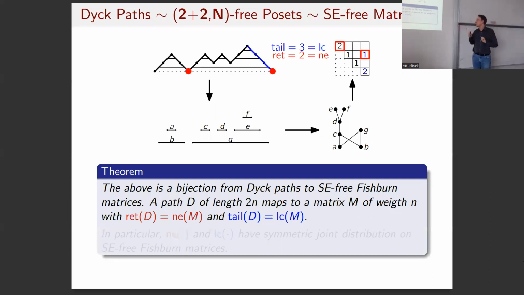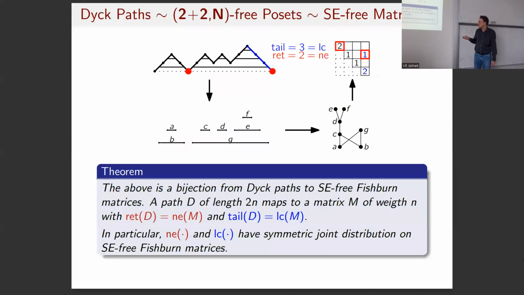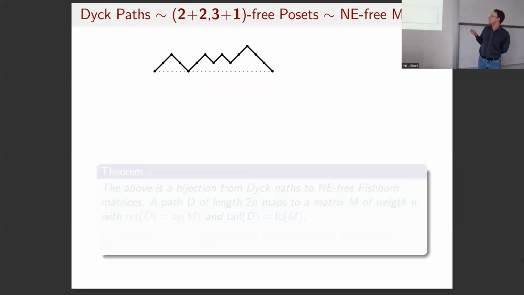It does what I advertised, and therefore I can have this theorem which says that on the class of southeast free Fishburn matrices, the statistics number of northeast extremes and the weight of the last column have a symmetric joint distribution. Why not?